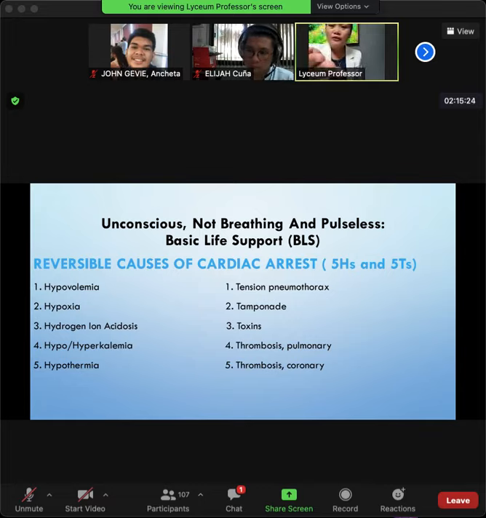And then, yung hypovolemia, you can check the skin. If the patient's skin is wrinkled or the lips of your patient is dry, then the patient maybe is hypovolemic. Okay? The things that you can just check at laboratory is the hydrogen ion acidosis and the hypo/hyperkalemia. Okay? So lahat na yun, yung 8 na yun, pwede pa-assess while you are doing your survey.